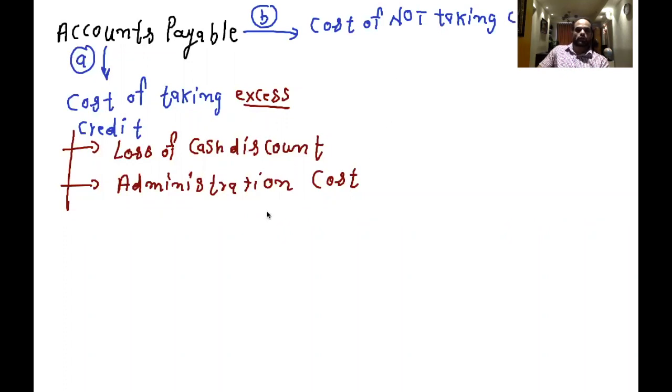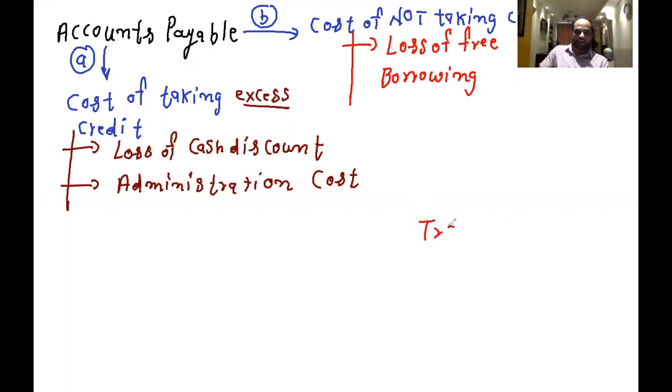So the first cost could be loss of free borrowing. Loss of free borrowing. What does it mean, loss of free borrowing?